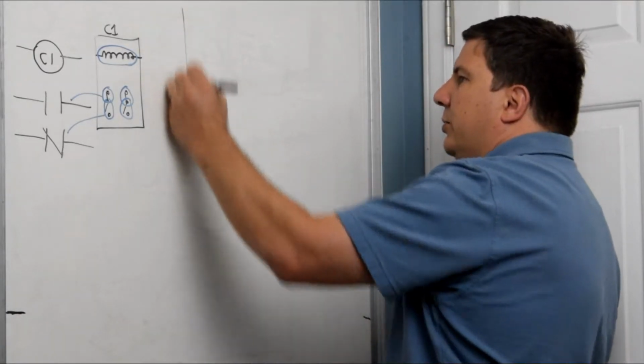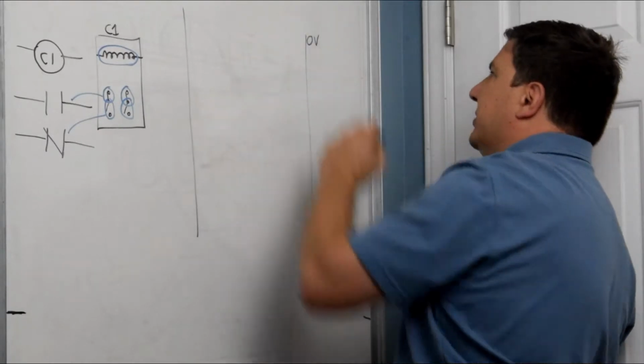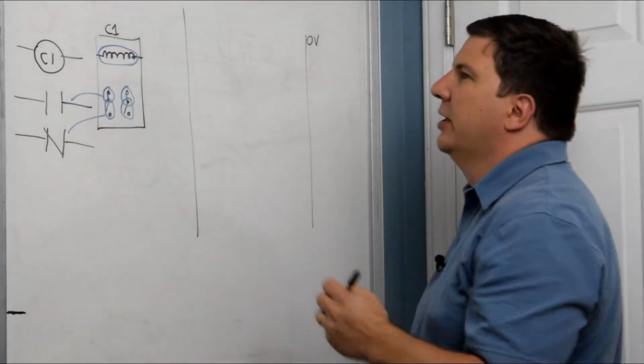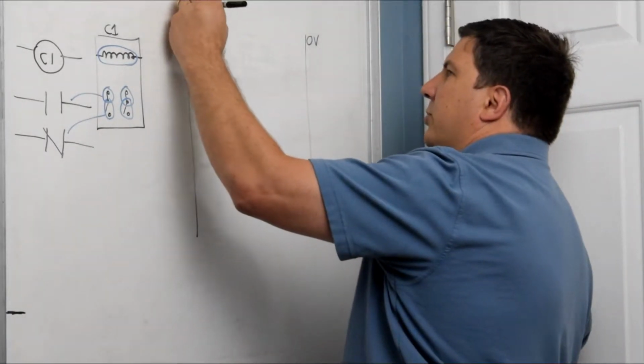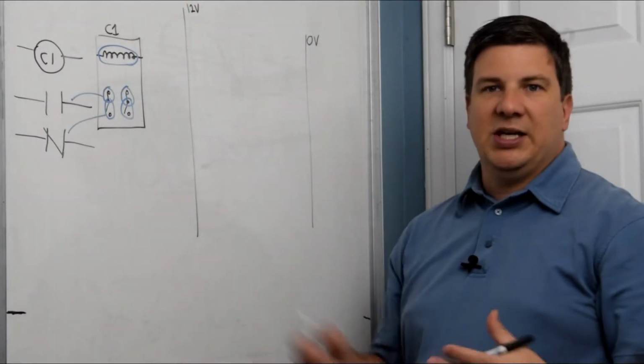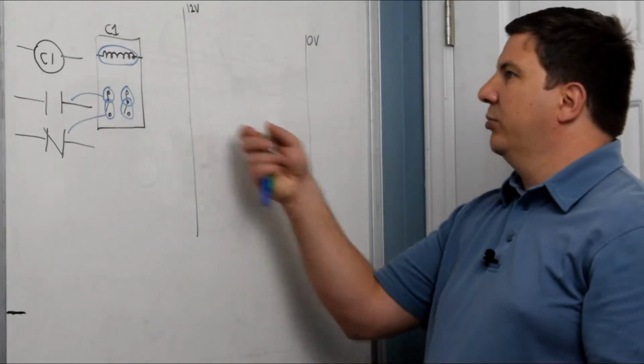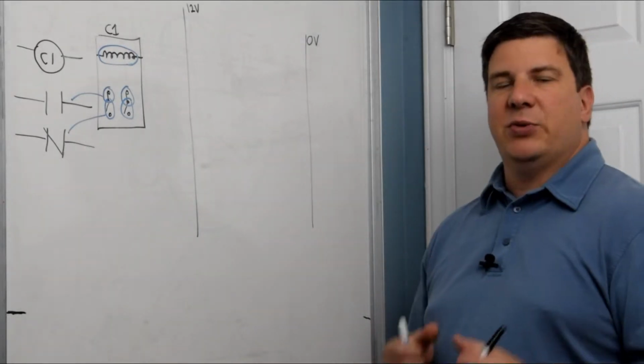We're going to draw two lines, and we're going to label one 0 volts. That'll be our ground. And since we're talking about a car here, we'll use a 12 volt system. That'll be 12 volts. And it can be AC or DC, 24 volts, 110 volts, whatever your voltage is, you just put it there. So let's continue with our example.